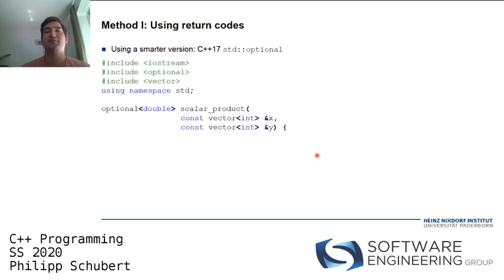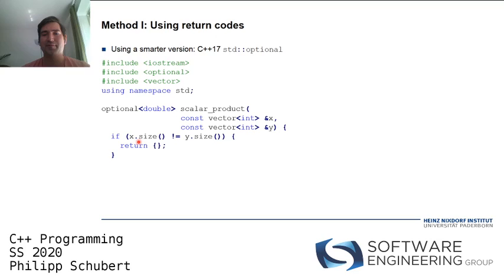So how would that look? It would look like the following. You have a scalar product function. It still gets two arguments, const vector<int>& x and y, and it returns as a result type an optional. And optional receives a template parameter double in this case, because we wish to return a double or nothing, so to say.